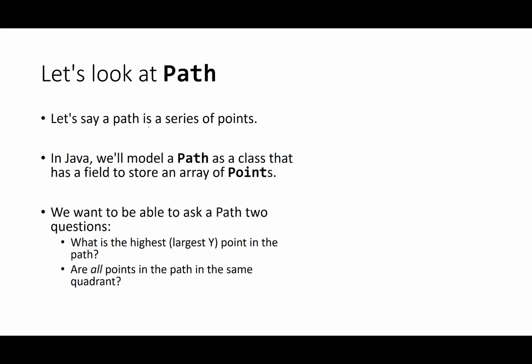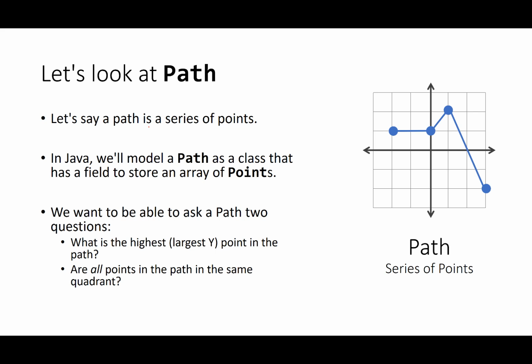So let's take a look at how this comes into play in something a little more advanced, and let's look at the idea of a path. A path is a series of points, and we'll model it as a field that can store an array of points. What we want to be able to ask are two questions. First, hey path, what is your largest y point, or what is the highest point on your path? In this case, we know the highest point is this one, right? It has the largest y value. The next question is, are all of the points in the same quadrant? For example, are all of the points in this path in quadrant 1? That would be false. If you imagine another path that looks something like this, and we asked, are all of the points in quadrant 3, we would expect that to return true, because all of the points in that path are in quadrant 3.